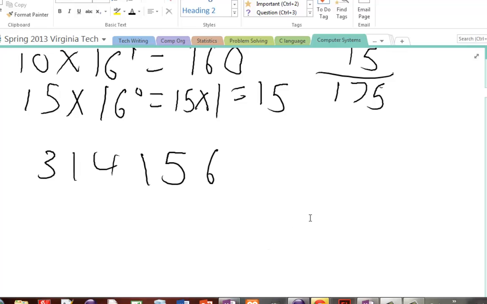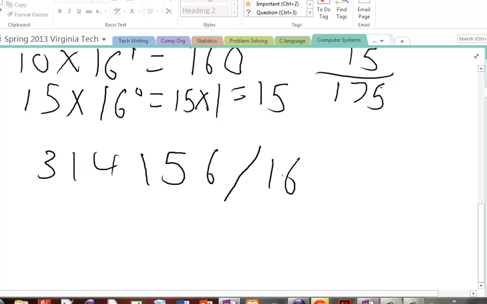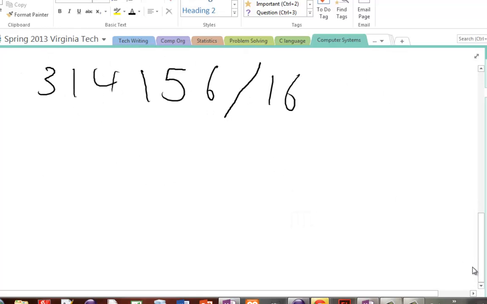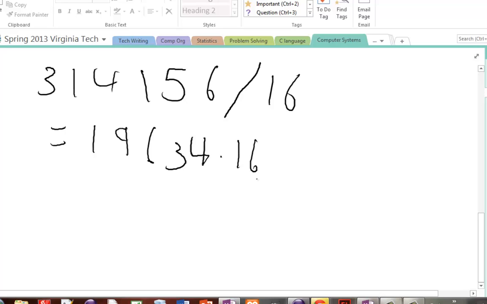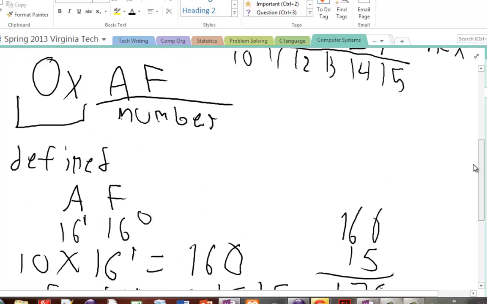With this number, the first thing I'm going to do is divide it by 16. That gives me 19,634, which I've already done in my head, times 16 plus 12. So 12 is the remainder, and that remainder is the first digit I'm going to put in the hexadecimal system.